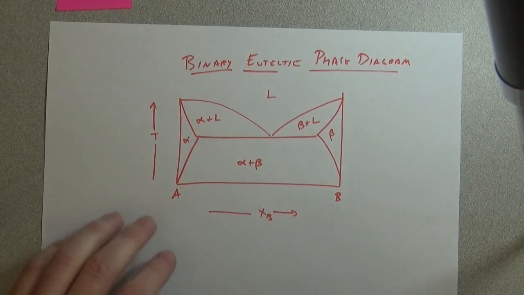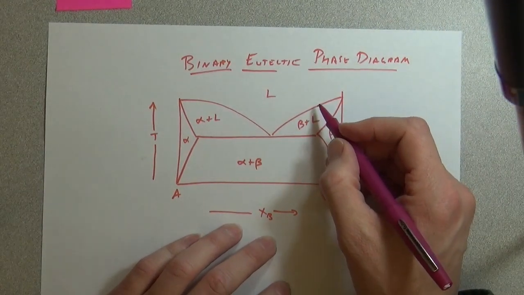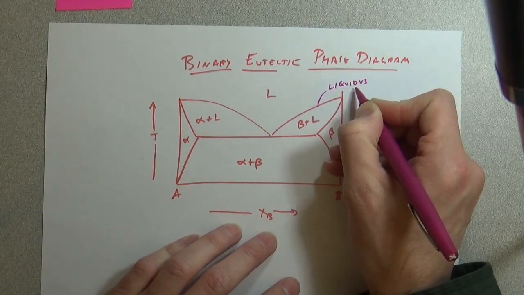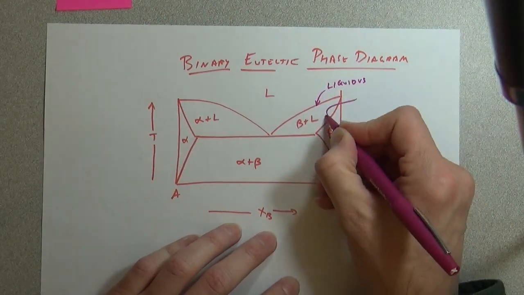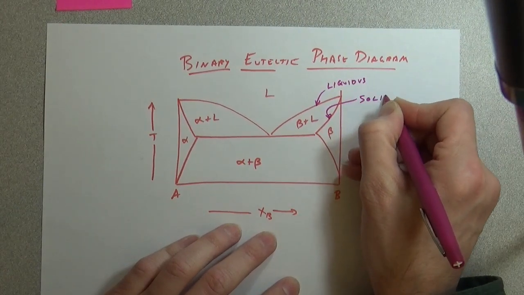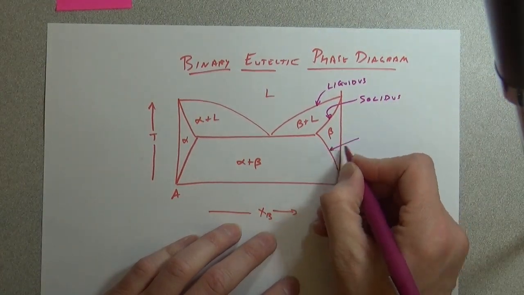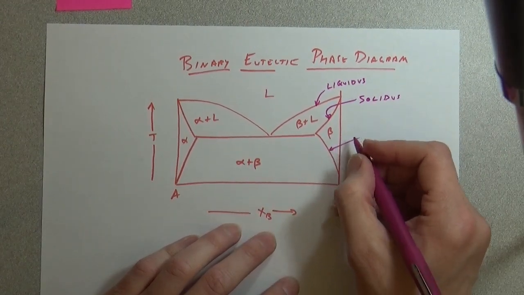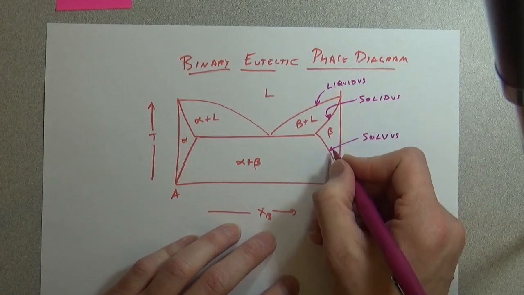We still have the liquidus, where the first solid forms. L-I-Q-U-I-D-U-S, liquidus. And we still have a solidus. But now we have this, where we're going from beta into alpha plus beta, and this is called a solvus line.